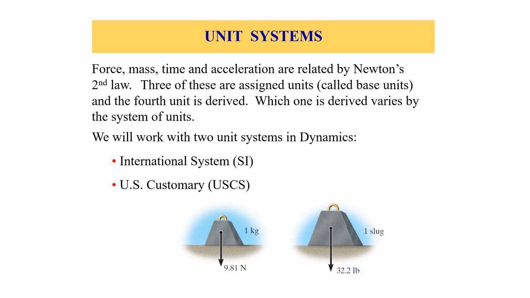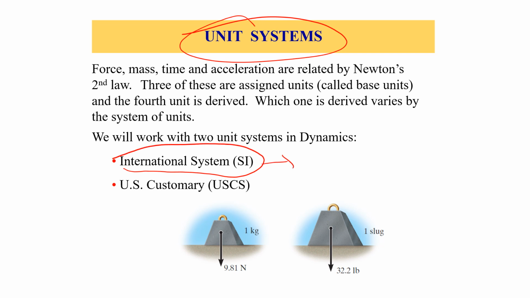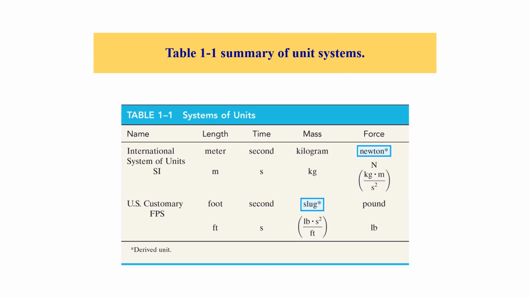And usually there are two systems of units which we'll be focusing on. One is called the International System of Units, or SI unit, and another is the US customary unit. So whenever we solve a problem, these are the only two systems of units we'll be using. So that is why it's very important to understand these two systems of units. So I think this table shows us the differences between SI unit and US customary unit.